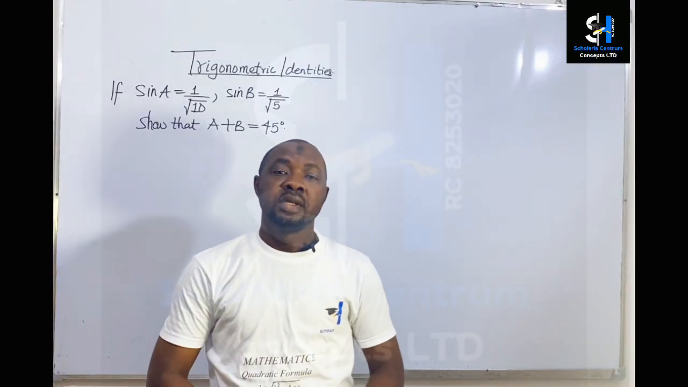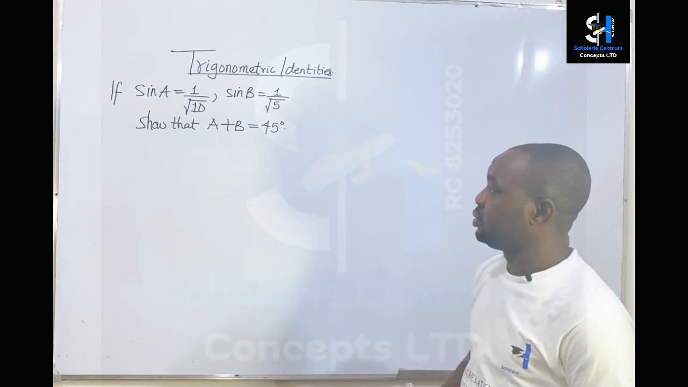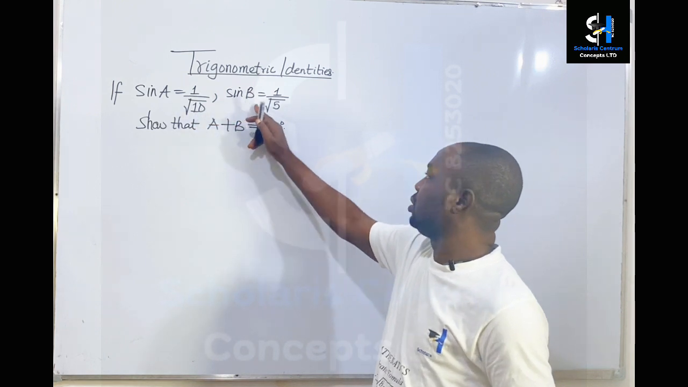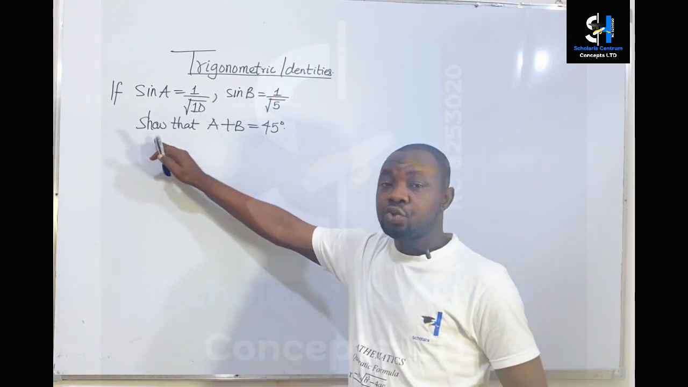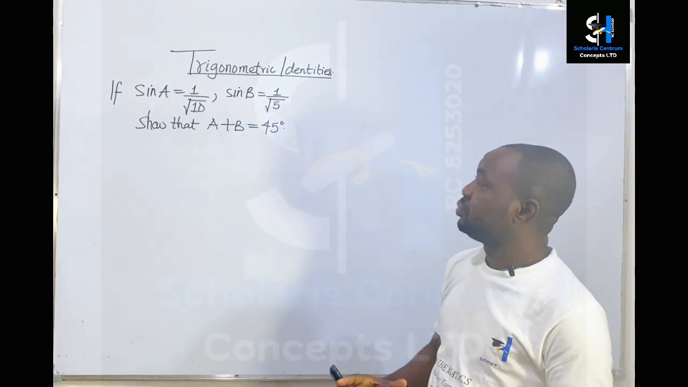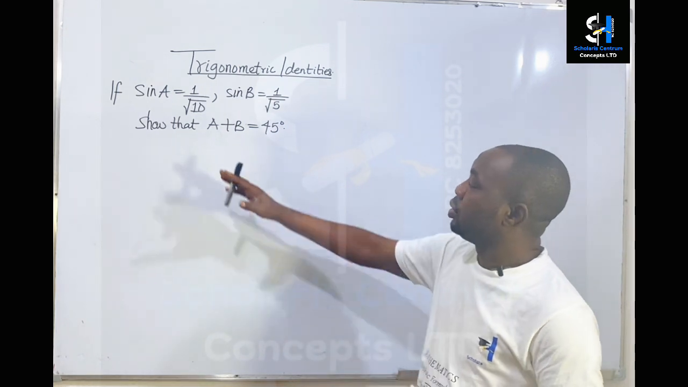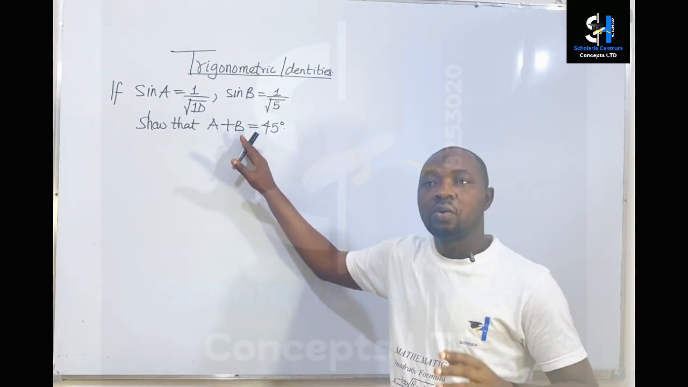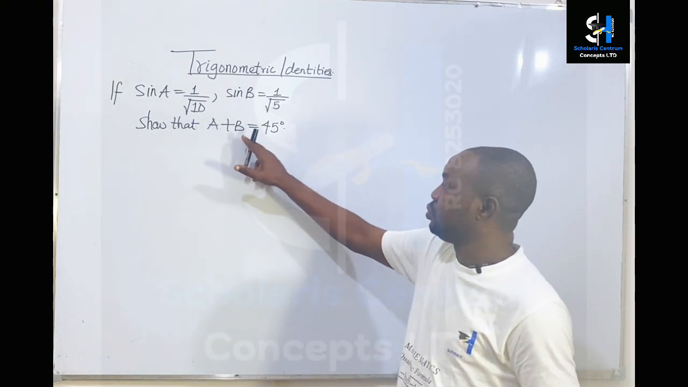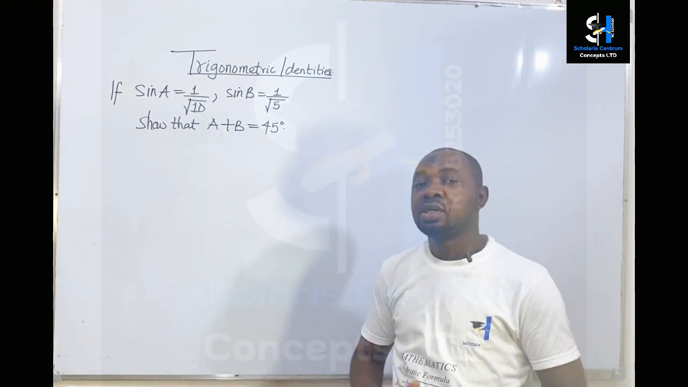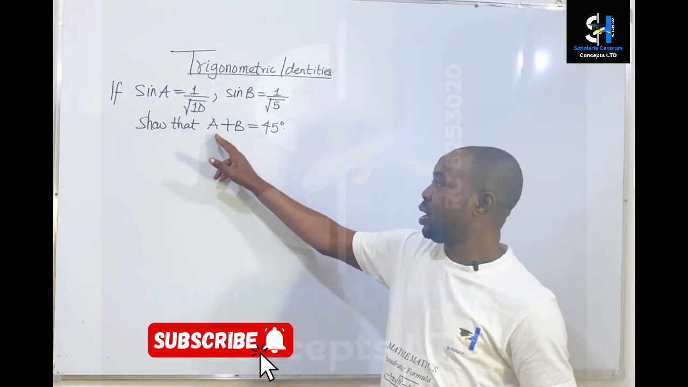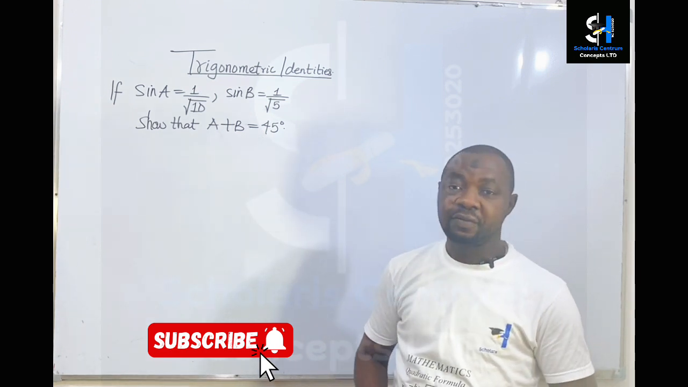Good day, everyone. Here's another question on trigonometric identities. If sine A equals 1 over root 10 and sine B equals 1 over root 5, we are asked to show that A plus B equals 45 degrees. Okay, now A and B, the two angles, will be acute angles in this case. For A plus B to be equal to 45, the two angles must be acute angles. That is, the sum of A and B will be equal to 45 degrees.